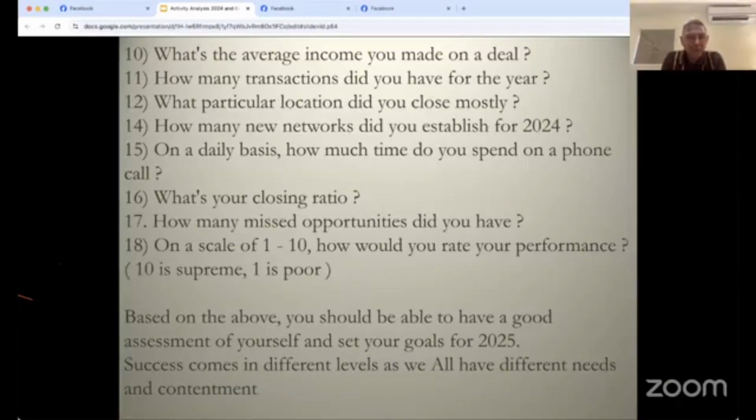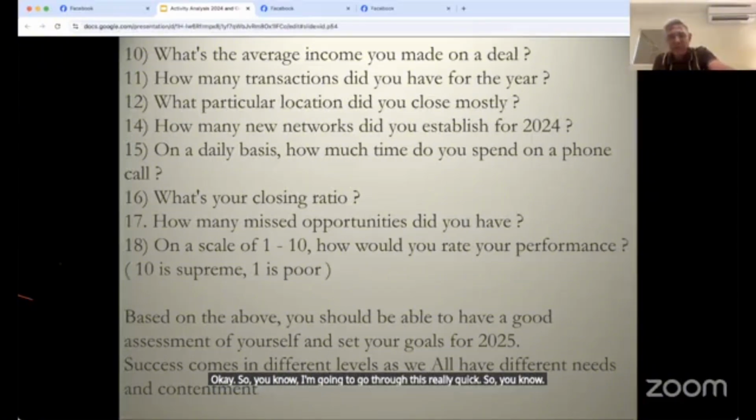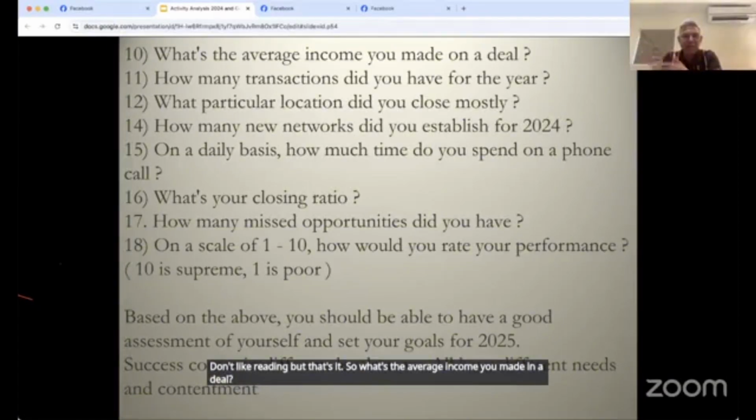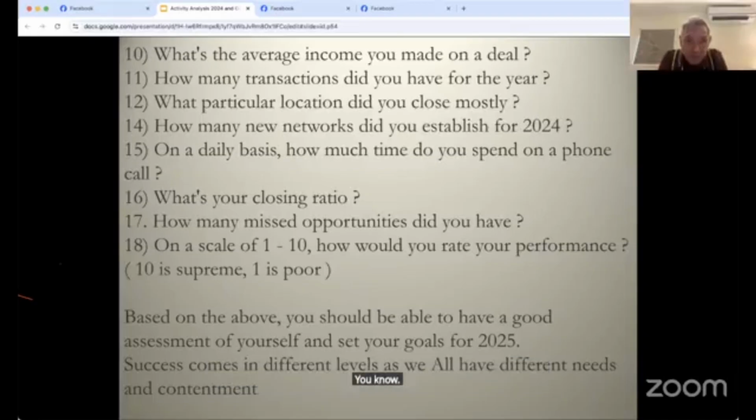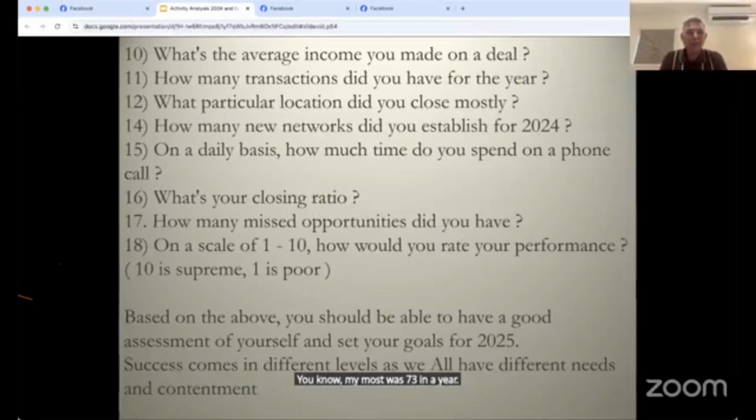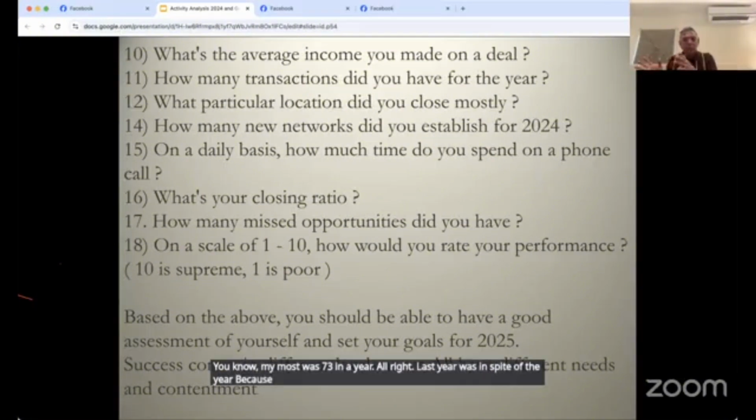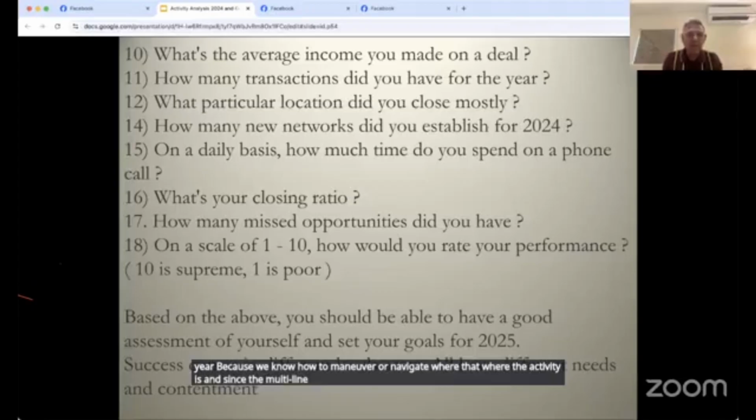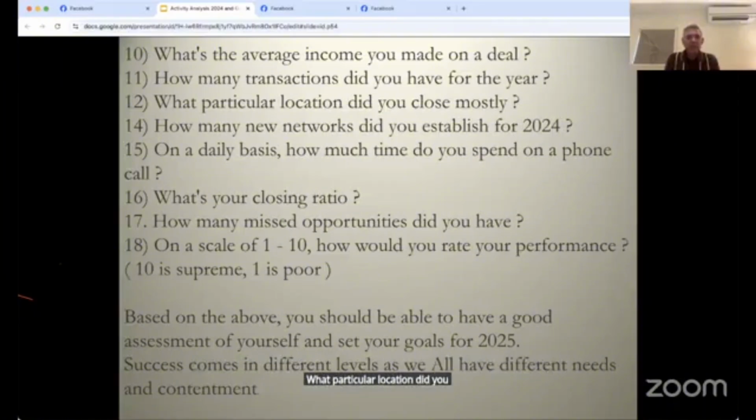Okay. So, I'm going to go through this really quick. I don't like reading. What's the average income you made on a deal? How many transactions did you have for the year? My most was 73 in a year. Last year was, in spite of the challenge, because we knew how to navigate where the activity is, and since I'm multi-line, I still consider it a very good year for us. What particular location did you close for mostly? If you're really good at Alabang and that's your blessing, then work on that.